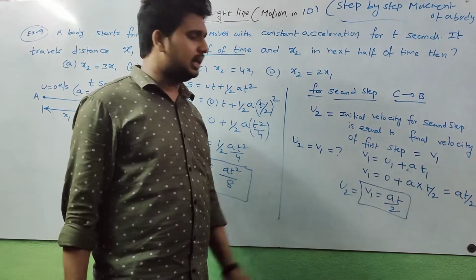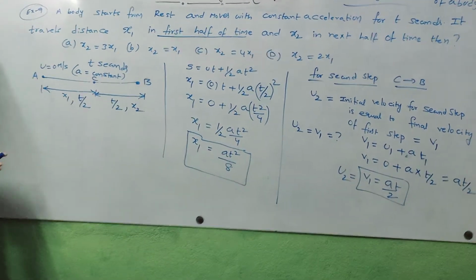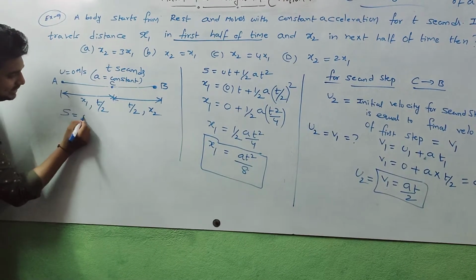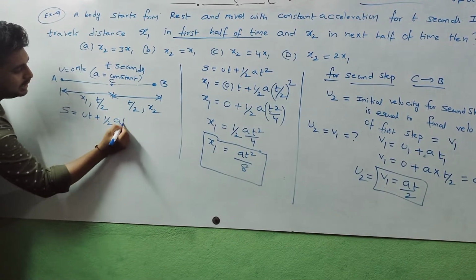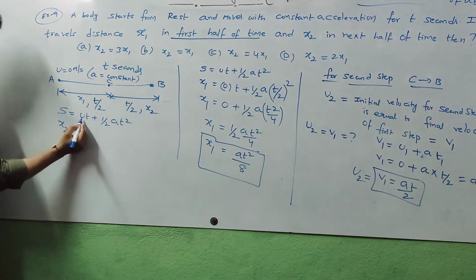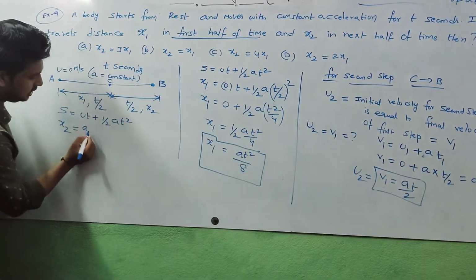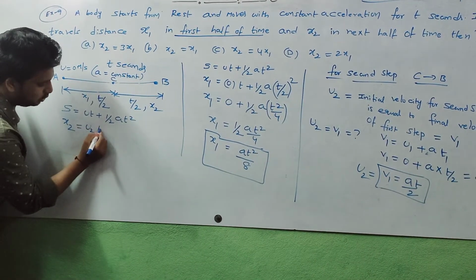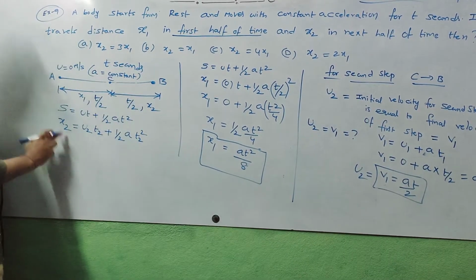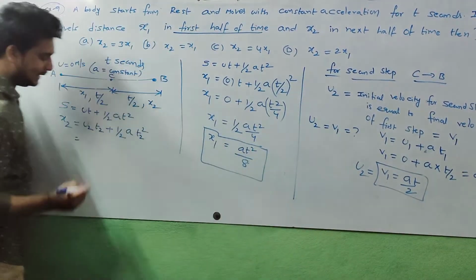Now what do we need to find here? The S2 value we need to find. How do we find S2? Observe carefully. From the second equation of motion, S is equal to ut plus half at square. Now the distance is S2 for the second step, and u is the initial velocity for the second step. So S2 is equal to u2 into t2 plus half into a into t2 square, because for this second step we need to find the S2 value. u2 is equal to what? u2 is equal to a t by 2.